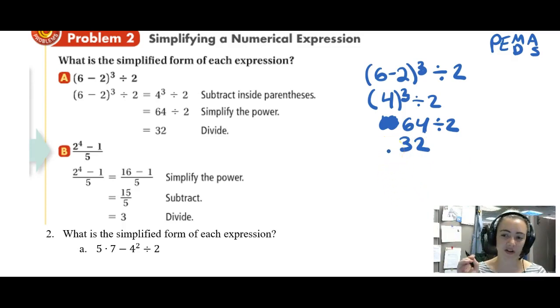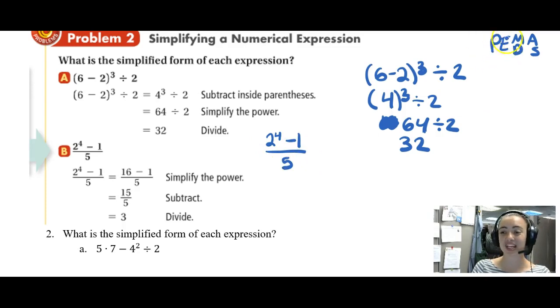So we've simplified our expression. It's a lot simpler, a lot easier to write down 32 than it is to write down 6 minus 2 to the third divided by 2. So we'll do that again for B. Let's write out our original first. We have 2 to the fourth minus 1, all of that divided by 5.